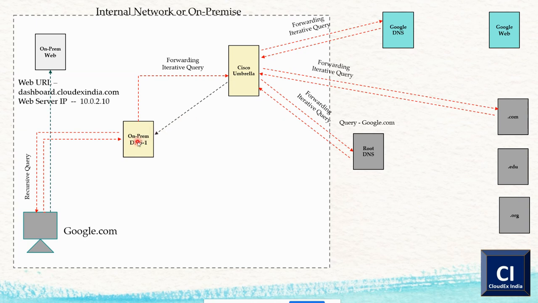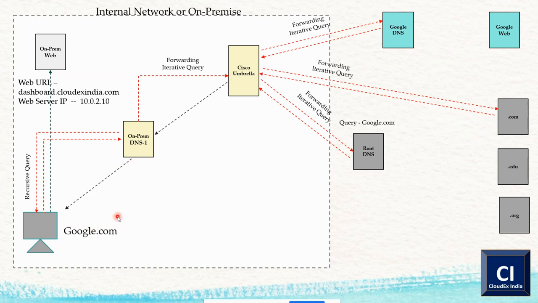The moment the on-premises DNS server receives the response, it caches the reference, so that in case another user tries to access google.com, it will not follow this route. It directly gives the IP of google.com, and the client can reach it. So once it caches, it forwards or gives the response to the client.